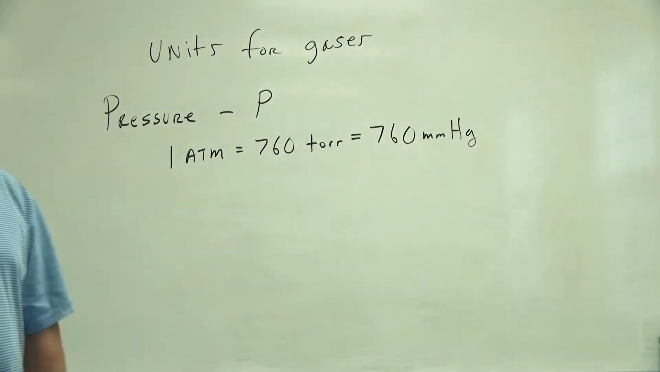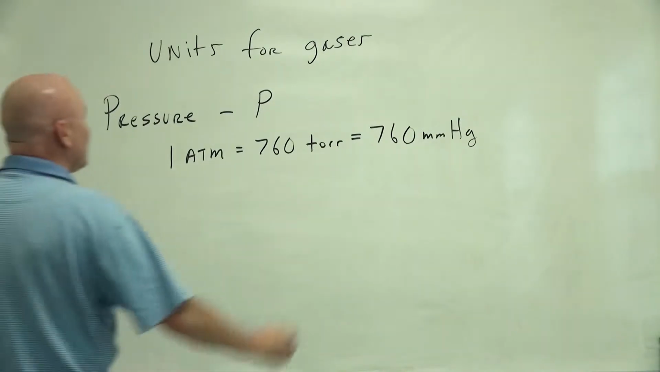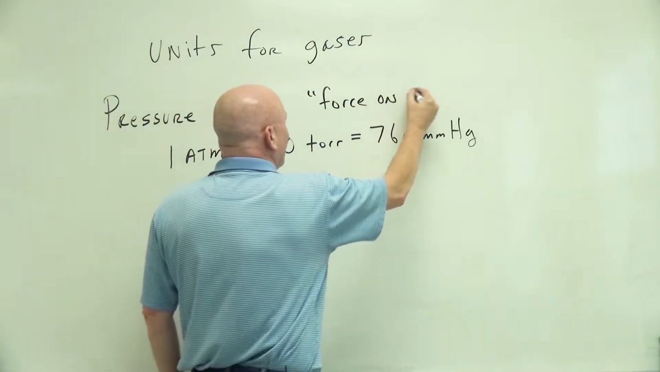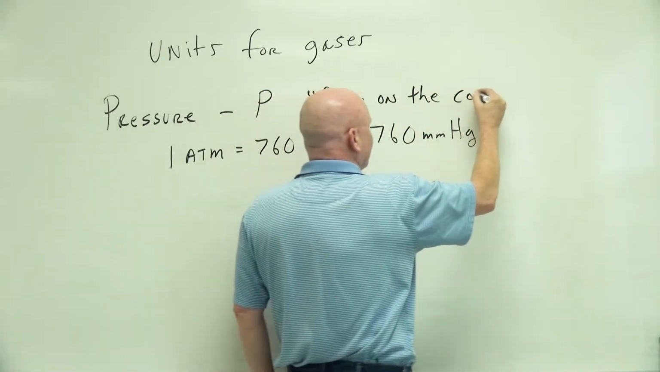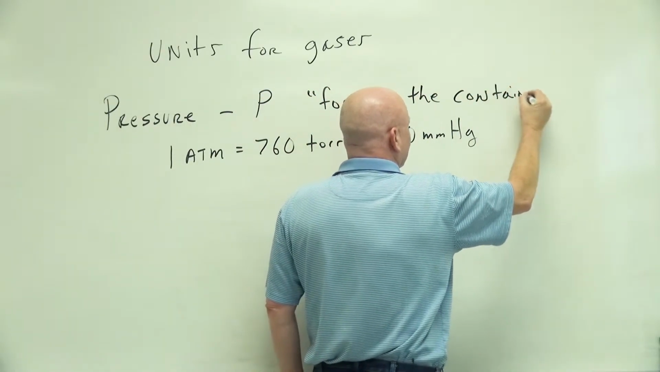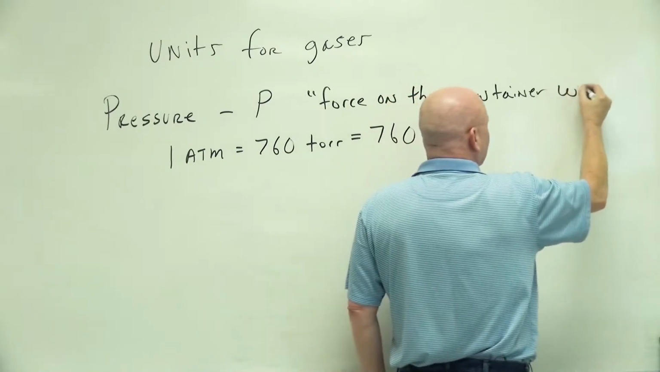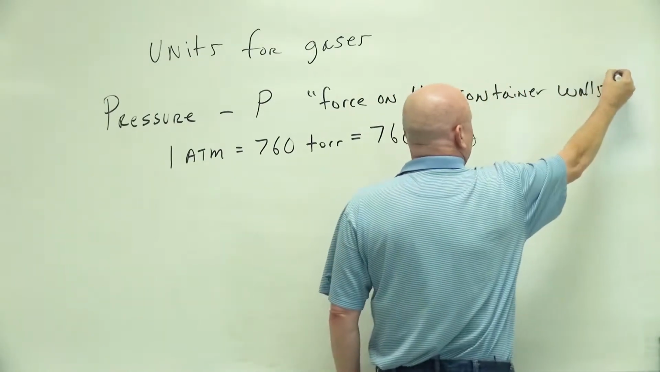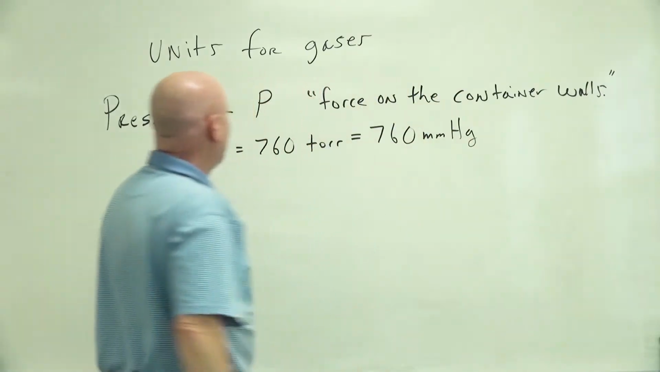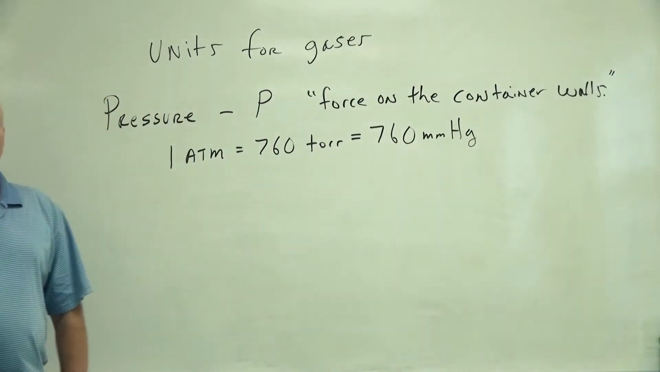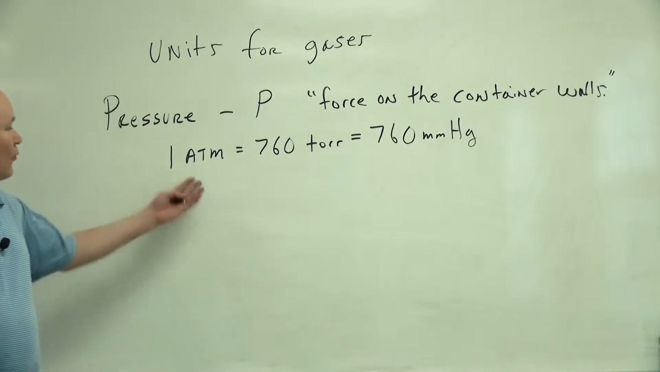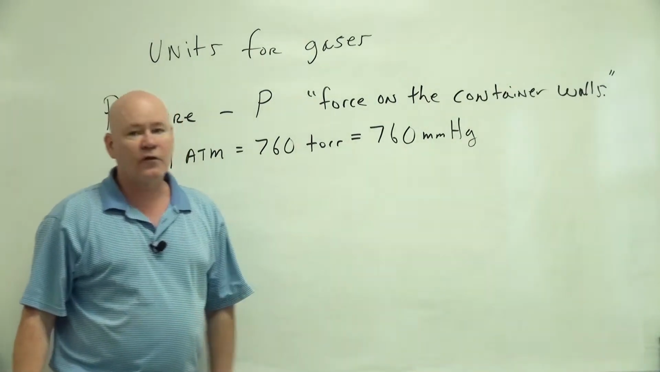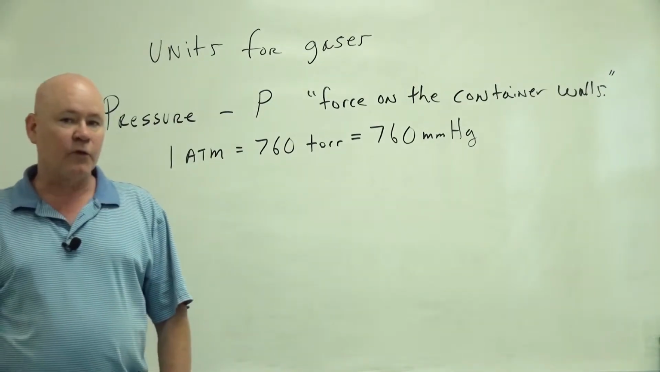Now, what exactly is pressure? Pressure is the force on the container walls. All right, so pressure is a force on the container walls, and these are our units that we have. We have 1 atmosphere, 760 torr, and 760 millimeters mercury. These are all equal to each other.